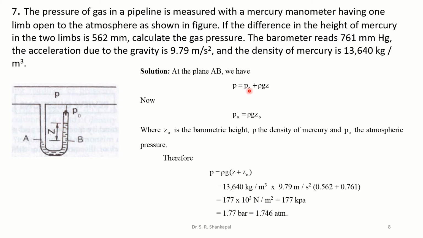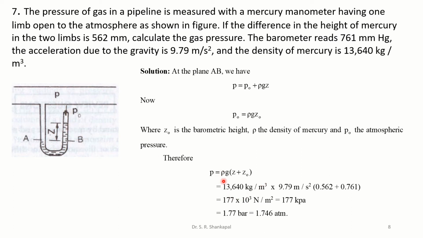So P naught you can call as rho g z naught. This is what you call the barometric height. Rho is the density of the manometric fluid. So rho g z naught you substitute here. Rho g z is there. Take out rho g common, then you will get rho g times z plus z naught. Z naught he has given 761 millimeters of mercury. Z again he has given 562 millimeters of mercury.